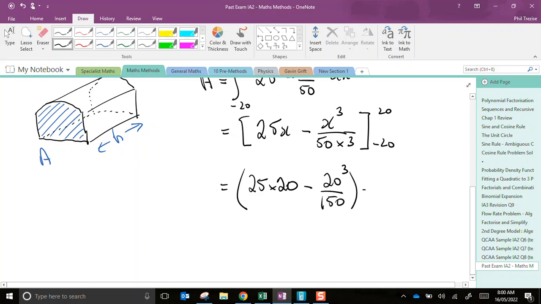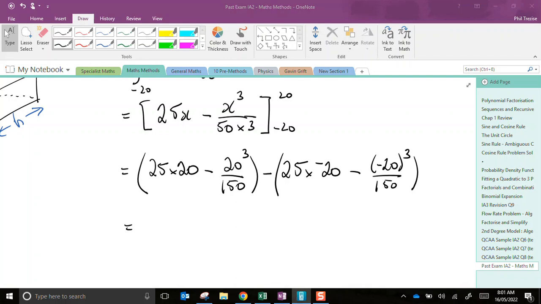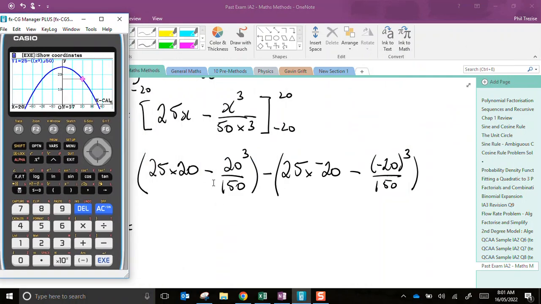I can make that easier for myself. Now we're going 25 by negative 20 minus negative 20 cubed over 150. Now it's tech active. I'm allowed to use my calculator to help me solve this. And in fact, I could go back to the regular calculator screen and type all of those numbers in, but there's a much better way.